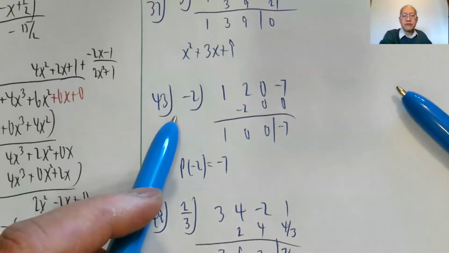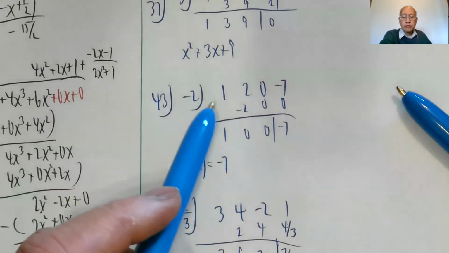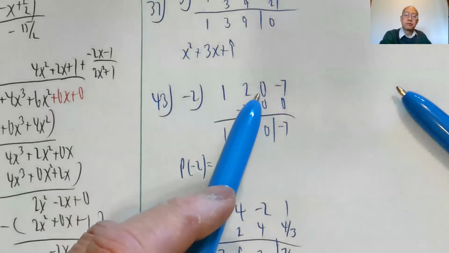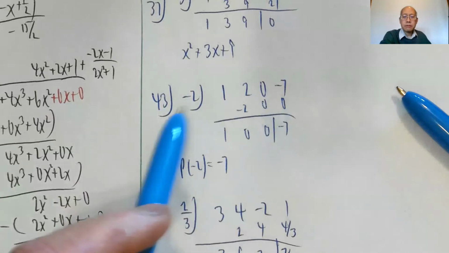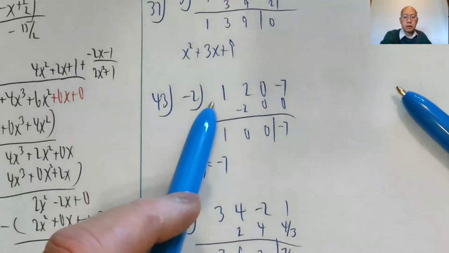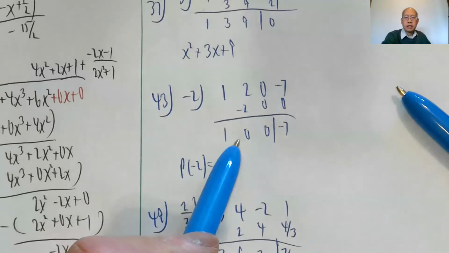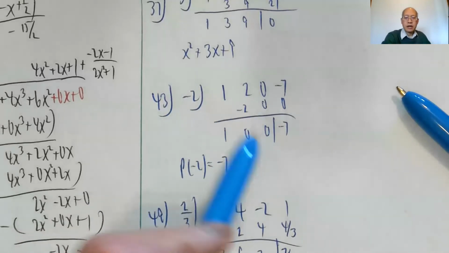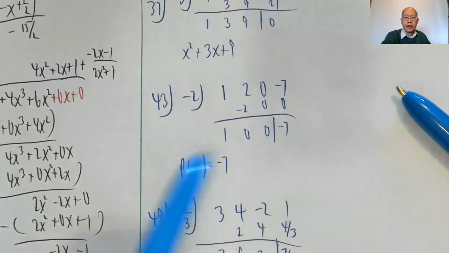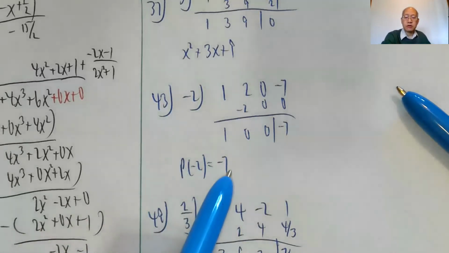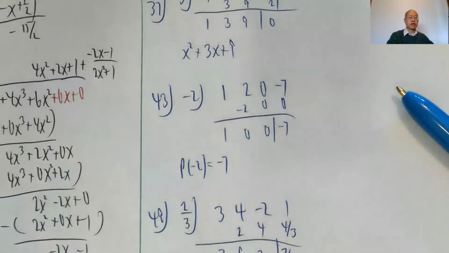43, find p of -2. What happens when you plug in -2? So the polynomial is x cubed plus 2x squared plus 0x minus 7. Okay, so 1 comes straight down, multiply, -2, add, multiply, add, multiply, add. This is the remainder, which is also the value of p of -2 by the theorem. So p of -2 is -7.